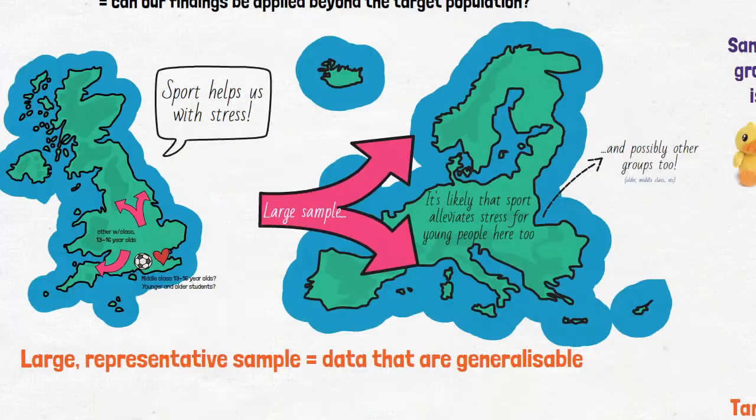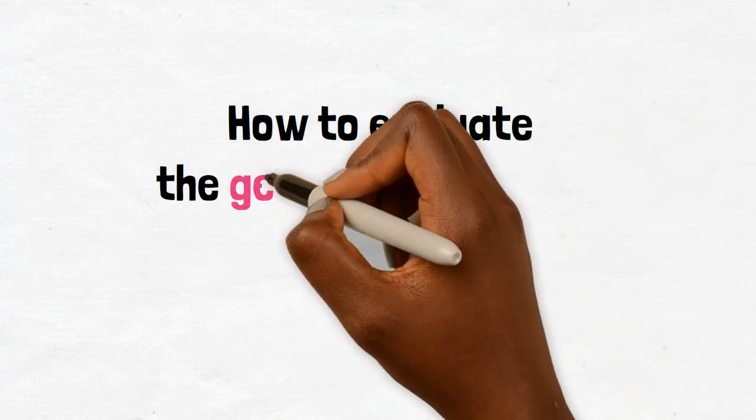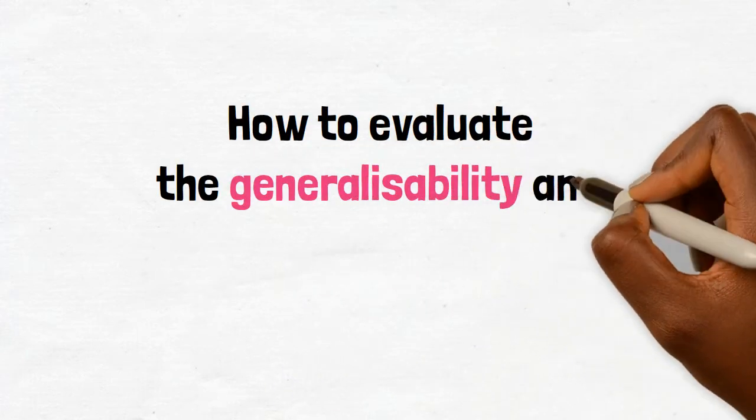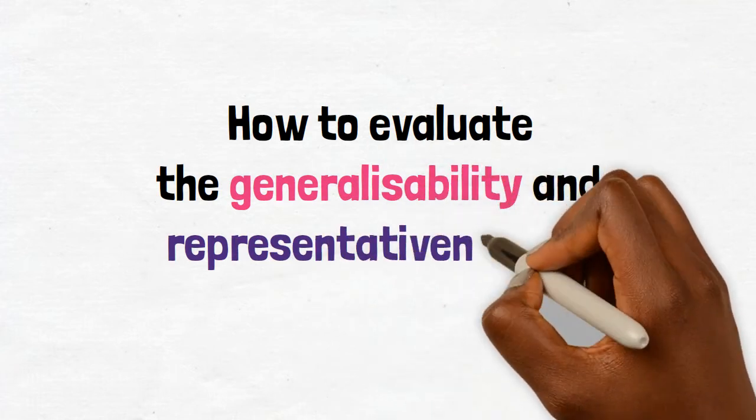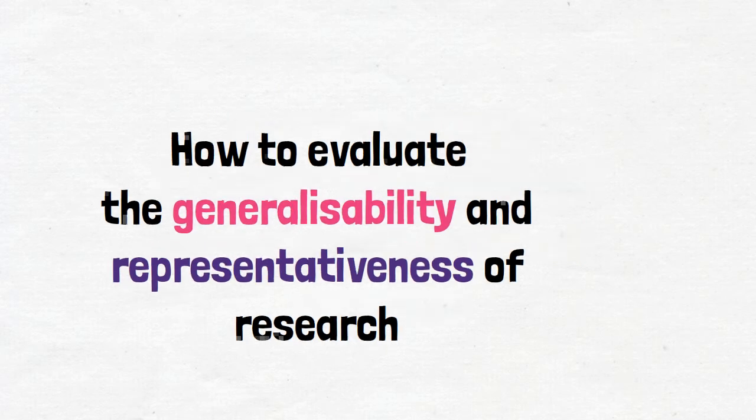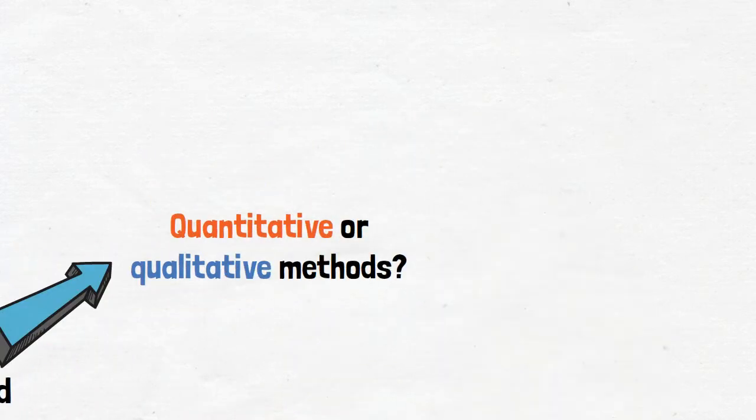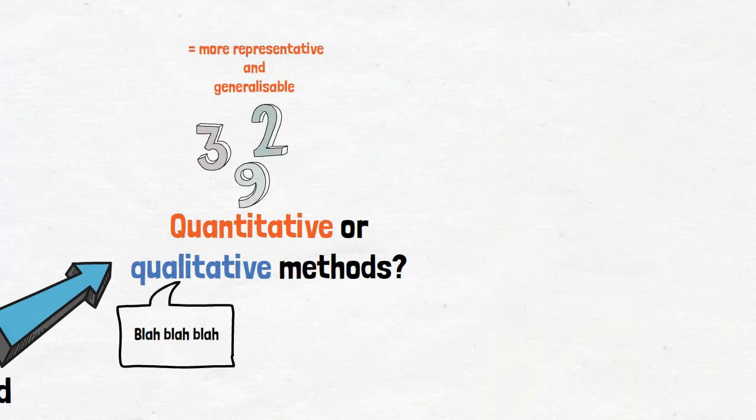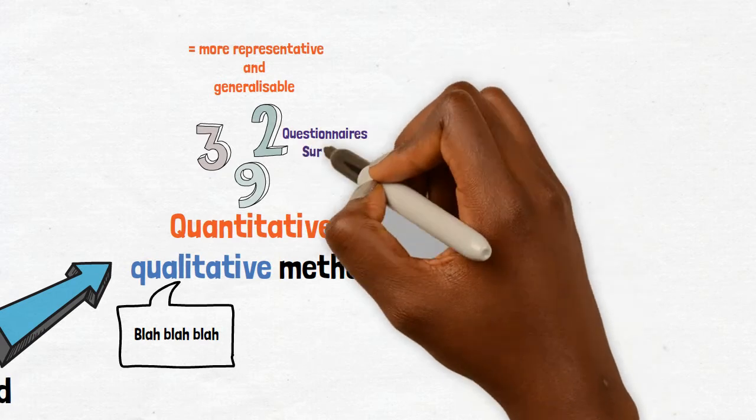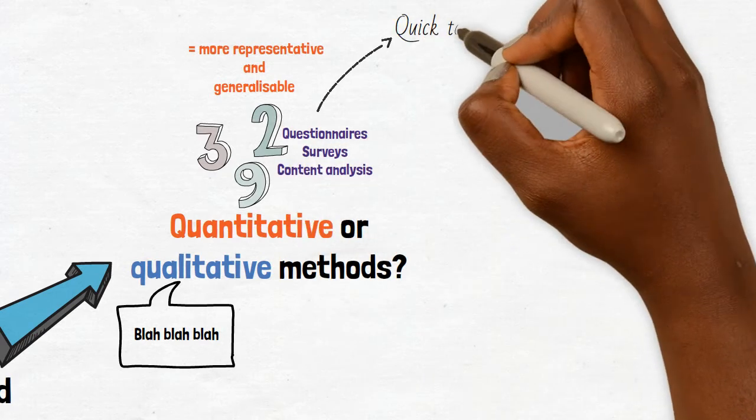So, if you are ever conducting research of your own, or evaluating the representativeness and generalisability of other research, which some exam questions might ask you to do, here are 3 key things to look out for. Firstly, check if the methods used are quantitative or qualitative. Quantitative methods that produce numerical data tend to be higher in representativeness and generalisability, simply because it is usually quicker and easier to conduct quantitative research than qualitative research.